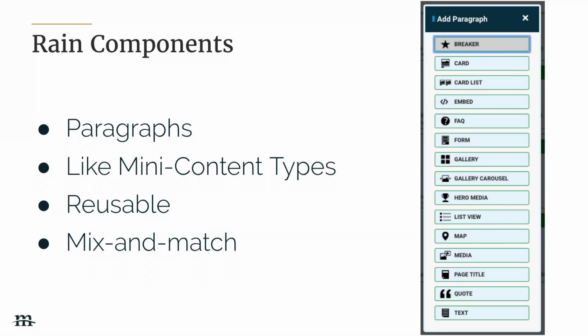So this is what the Rain menu looks like when you're adding these components as a paragraph. We have these paragraphs in Rain, and they act like mini content types. They're reusable. You can mix and match them. And once they're on the page, you can reorder them vertically with a drag and drop interface.